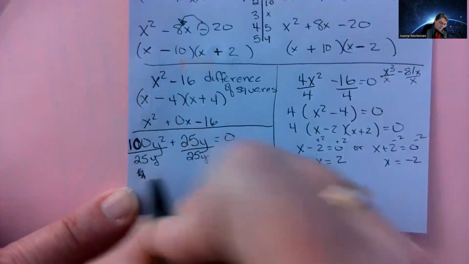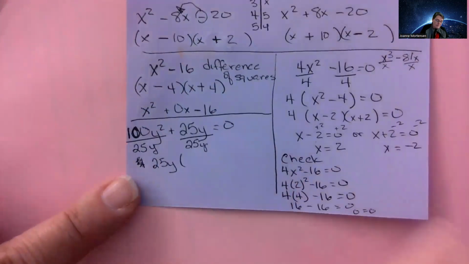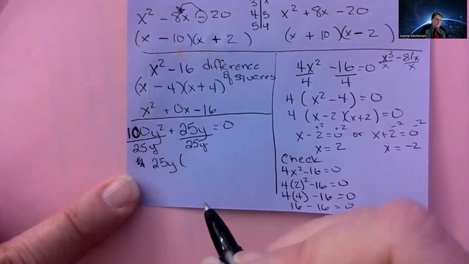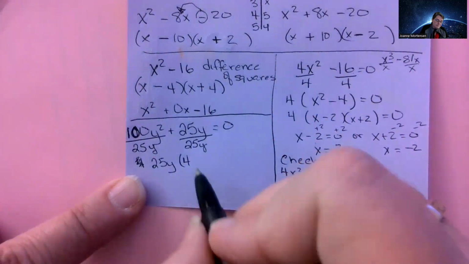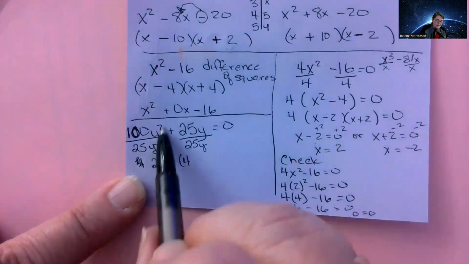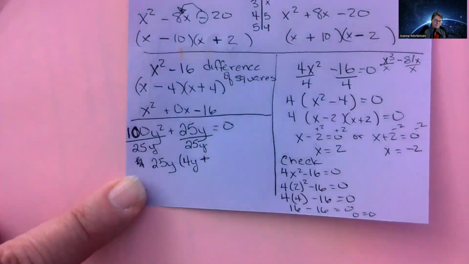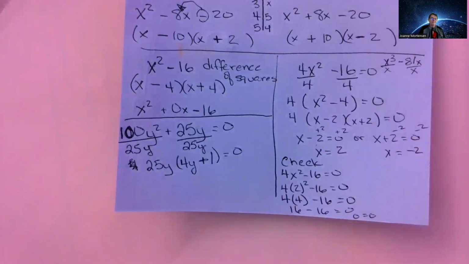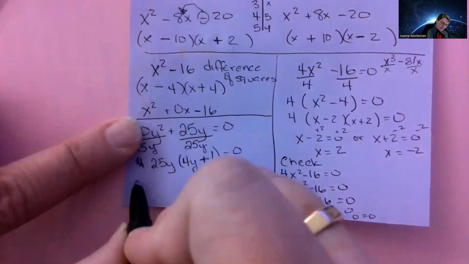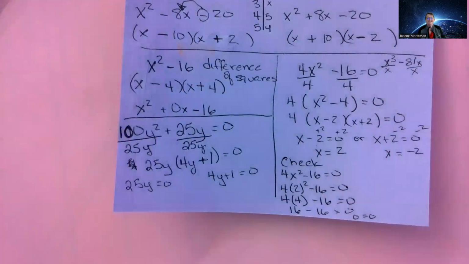So that gives me 25y. Do the division, please, sir. 100 divided by 25. Or what about the y's? Divide y squared by y. 1y. Y plus 1 equals 0. Oh, no, we need to finish first, then we can check. So 25y is equal to 0. 4y plus 1. I am not going to have room to check. You guys finish that.